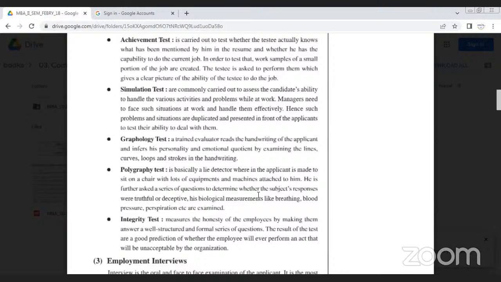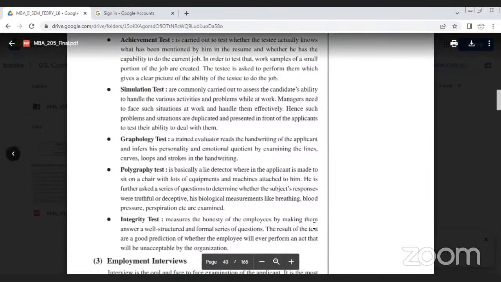Integrity test measures the honesty of the employees by making them answer a well structured series of questions. The results of the test are a good prediction of whether the employee will ever perform an act that will be unacceptable by the organization.